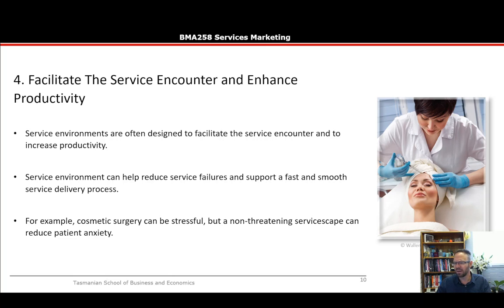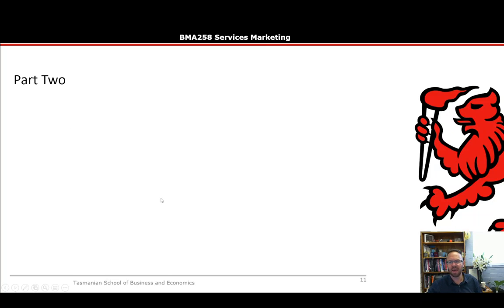For example, in a cosmetic surgery, it can be stressful, but a non-threatening servicescape can reduce patient anxiety, such as soothing music and all the things that will reduce our perception of risk in there as well. Trying to relax the customer, or in this case, the customers are called patients. All right, so that's it for this section. In part 2, we're going to be looking at consumer psychology, some key models or theories in that.